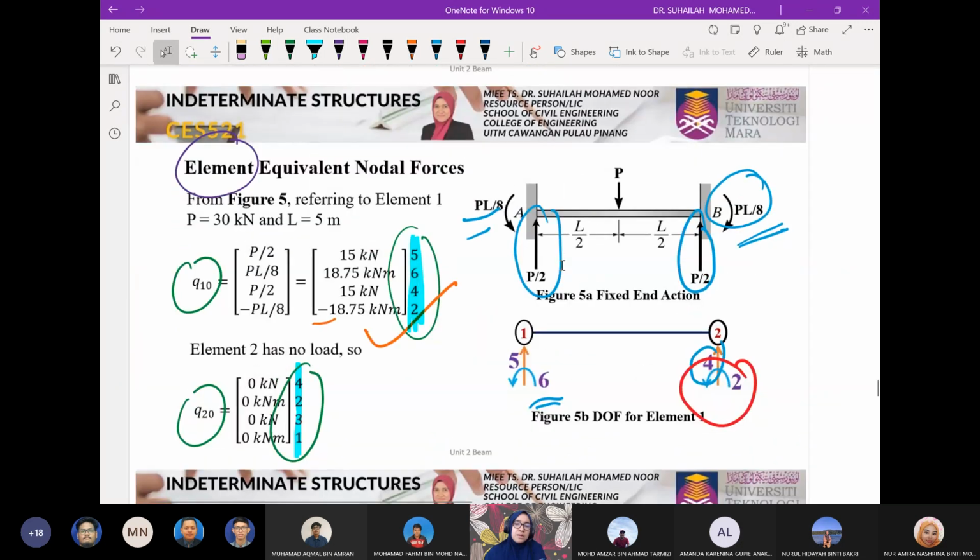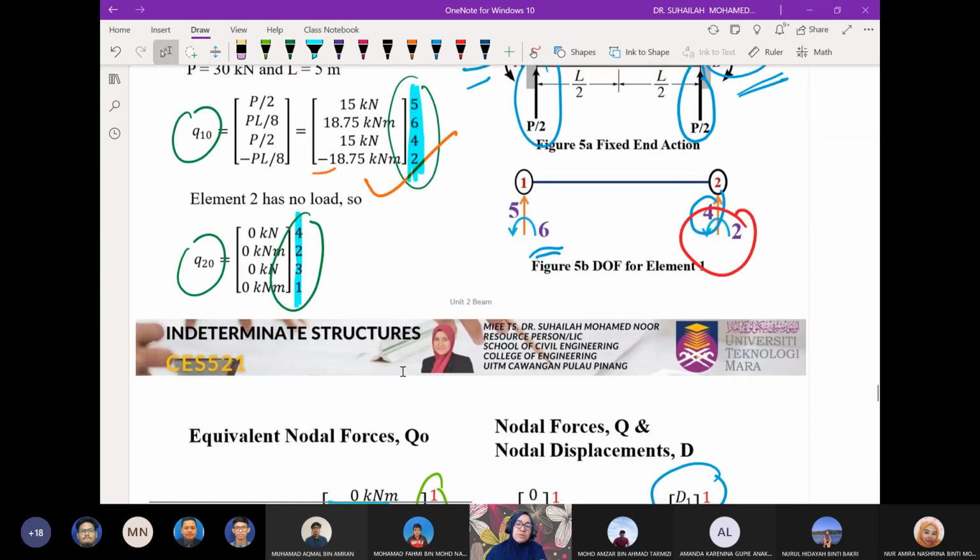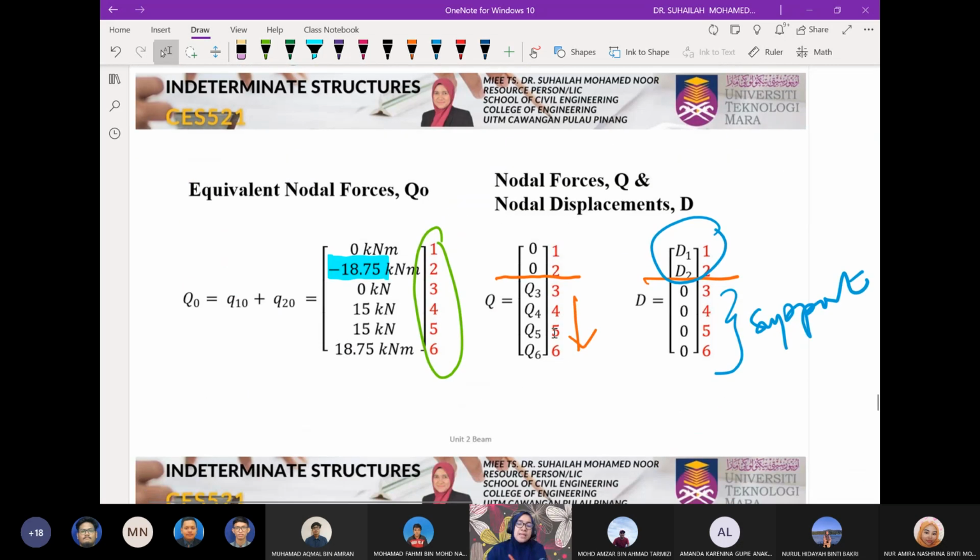Okay, after that, we need to analyze the intermediate loading. We have to analyze the equivalent nodal forces. This is the equivalent nodal forces for the structure, that's why we use capital symbols. For the element, we use small letter symbols, for element 1 and element 2.